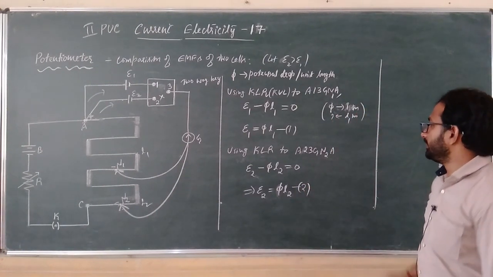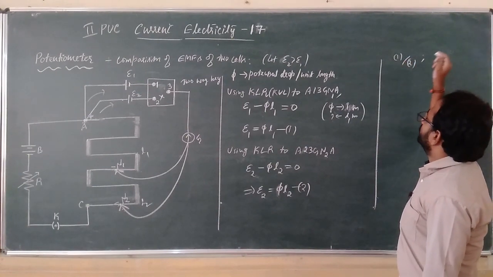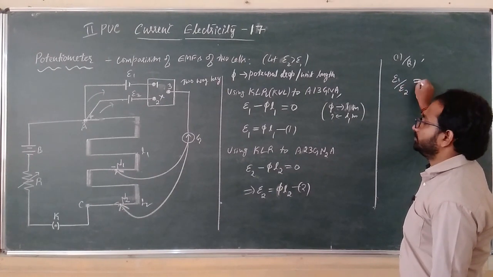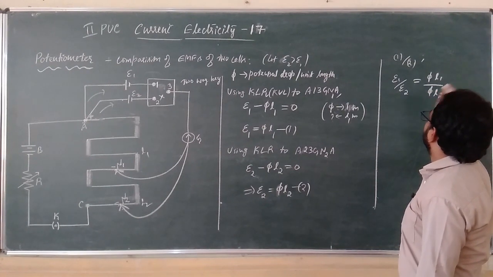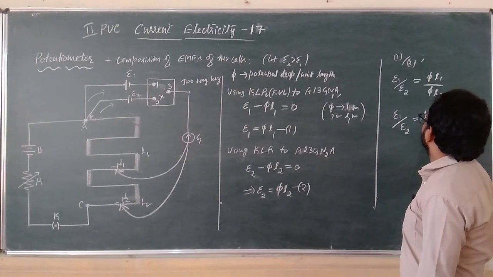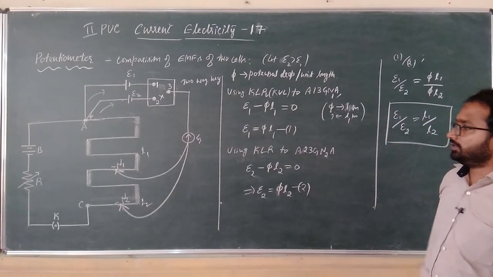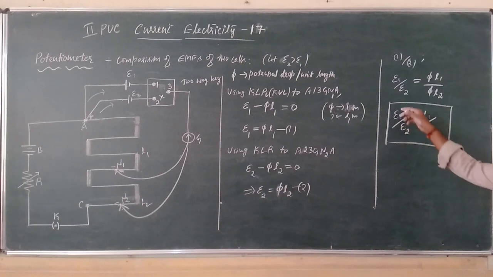Okay, so now take the ratio. Divide equation 1 by 2. Therefore E1 by E2 is equal to phi into L1 by phi into L2. Therefore E1 by E2 is equal to L1 by L2. So you can compare the EMFs of two cells using a potentiometer. You are calculating the ratio of E1 to E2.